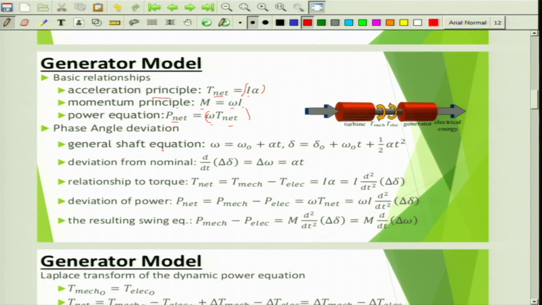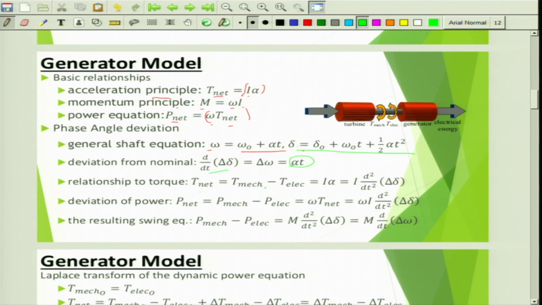So the general shaft equation is omega is equal to omega naught plus alpha t, like you have V is equal to V naught plus alpha t, a similar thing, and delta is equal to delta naught plus omega naught t plus half alpha t square. So for deviation from nominal, the rate of change of angle is nothing but the change in frequency, right. So that is what is expressed here. So the change in frequency also expresses alpha into t.